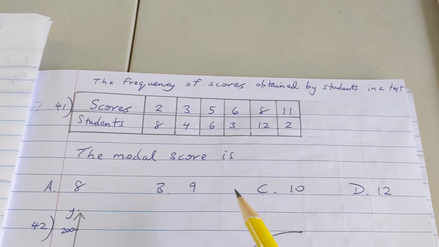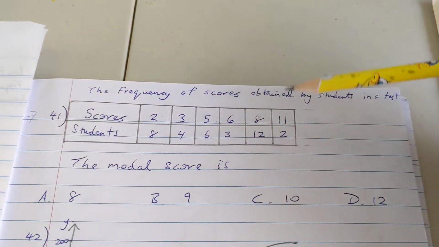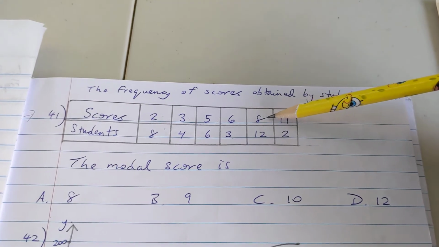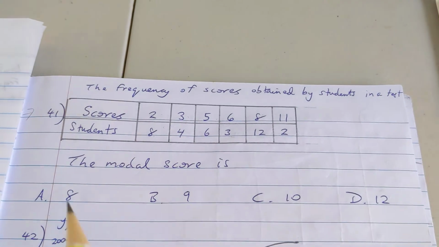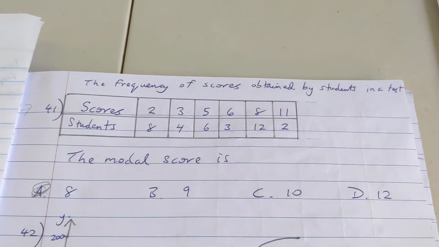The modal score is the score which occurred the most. So 8 occurred the most because 8 occurred 12 times. 12 students got a score of 8, so that's how we get the mode. 8 occurred 12 times.